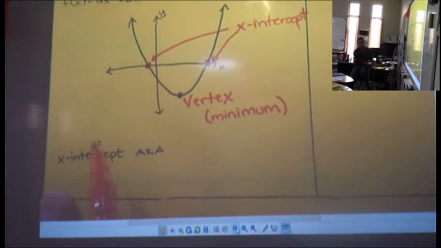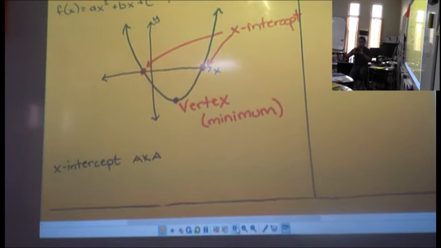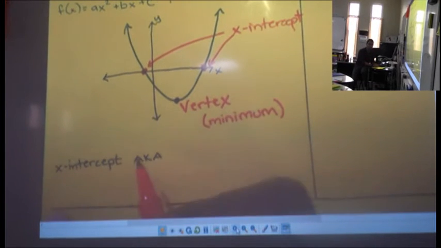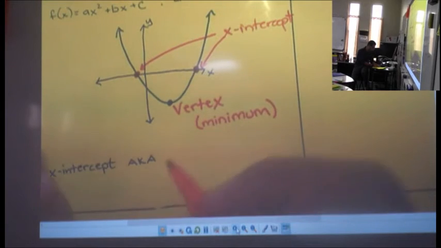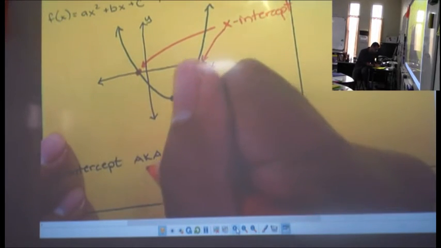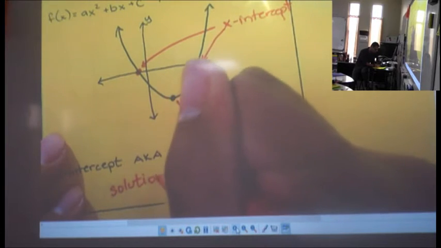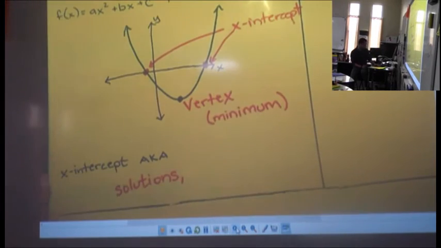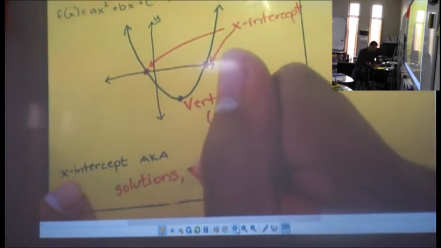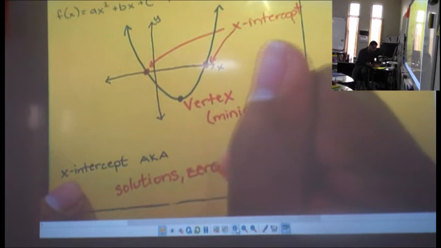So there are other names that you can call x-intercepts. We're not going to learn this right now, but just so you have an idea of what these things are called. AKA, also known as. We could also call these solutions. We can also call these zeros.